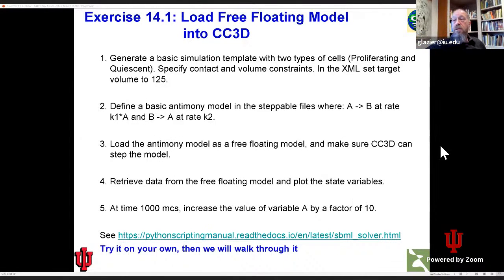let's just create, this is just going to be a free-floating model to begin with. Create a basic simulation template, 2 types of cells, proliferate quiescent.